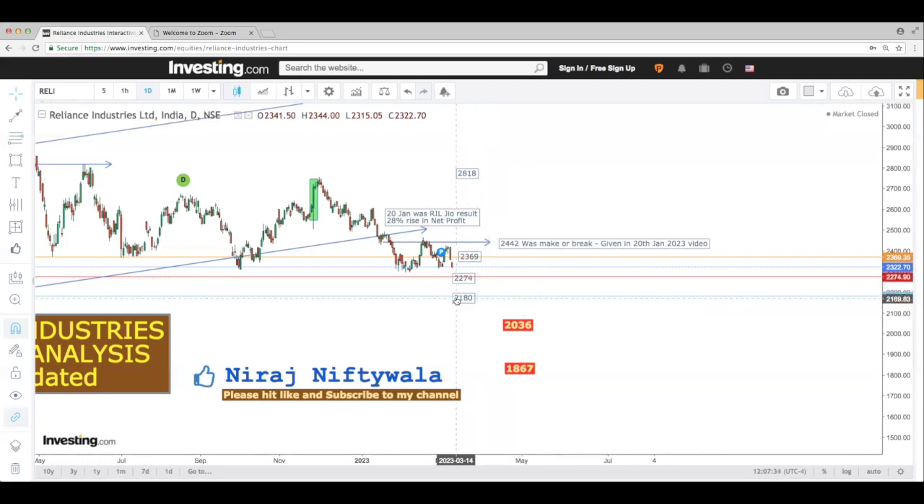One possible newer low is 2180. Below 2180, there is a level which is 2036. And another low which it can form is 1867. Please make a note of these levels.